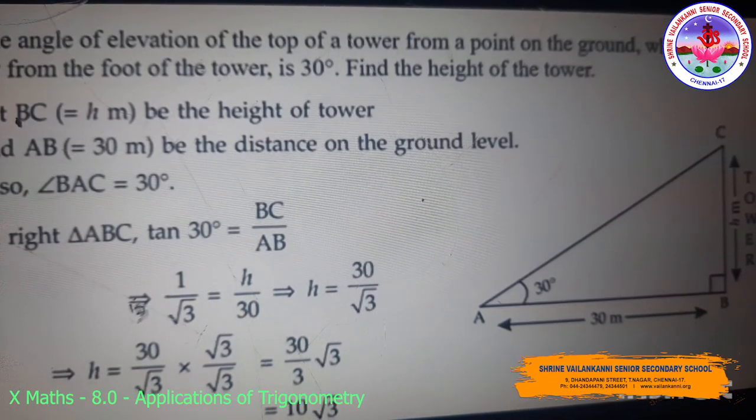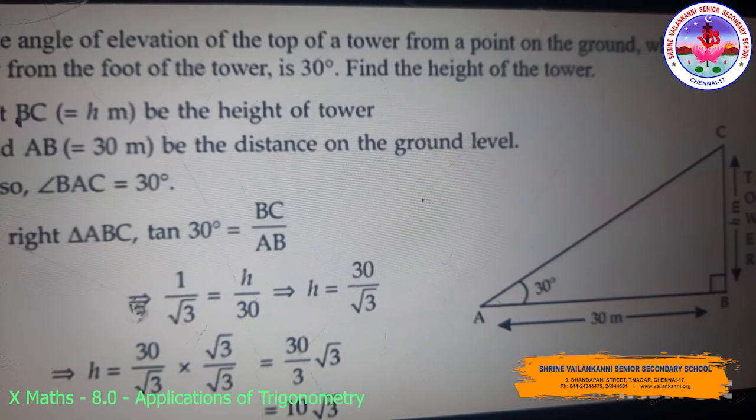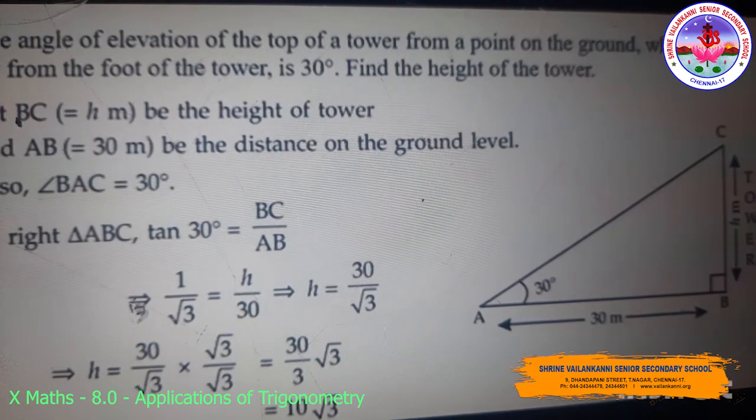Rationalizing the denominator, we will be getting H is equal to 30 root 3 by 3. 3 will go into 30 10 times. So I will be getting the height of the tower as 10 root 3 meters.